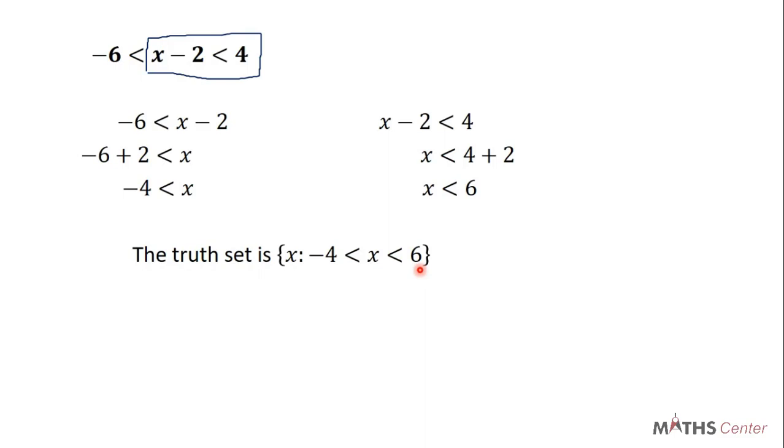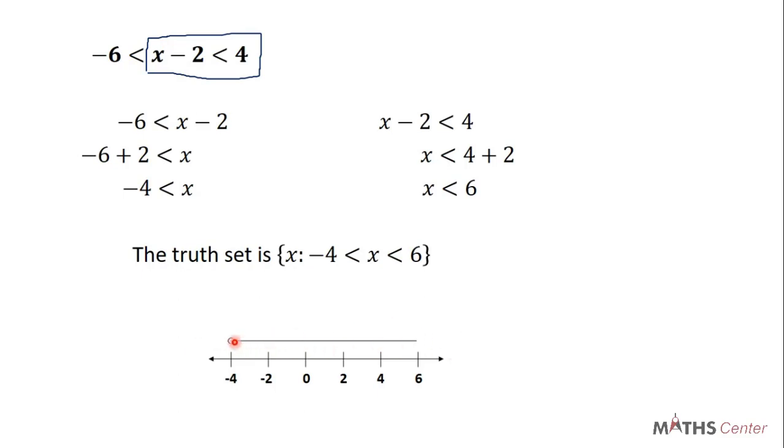To illustrate your answer on a number line, this is what you do. You draw the number line in such a way that both ends of your answers appear on the number line. This is what I mean. The ends of our answers are negative 4 and 6. So you make sure that on your number line, you have negative 4 and 6. So here we have negative 4 at the lower end, then we have 6 as the upper end. Now, what you do is that you draw a line from negative 4 to 6. So you draw a line from one end to the other.